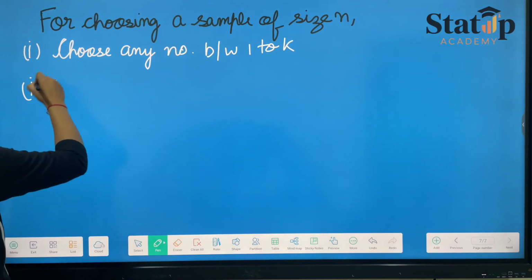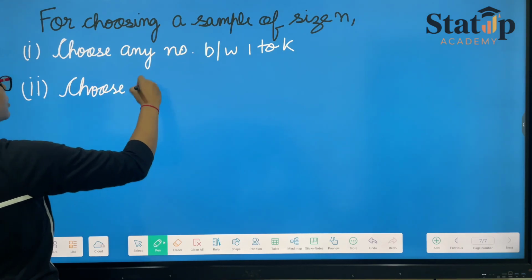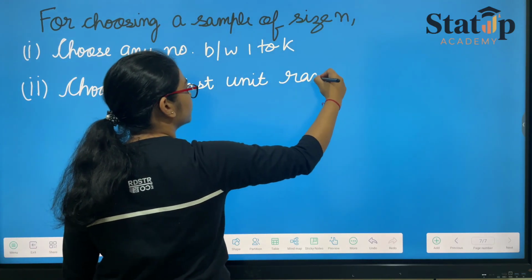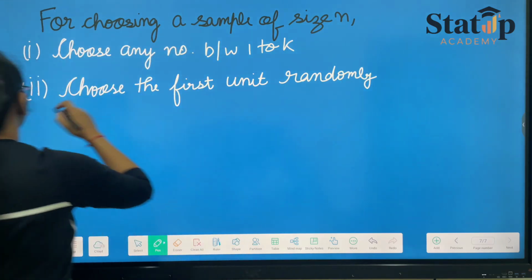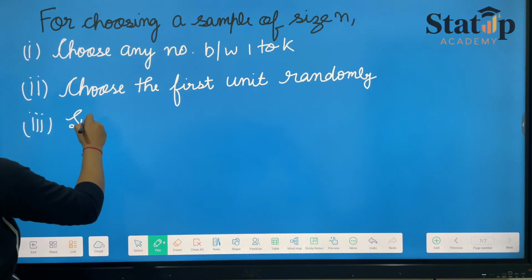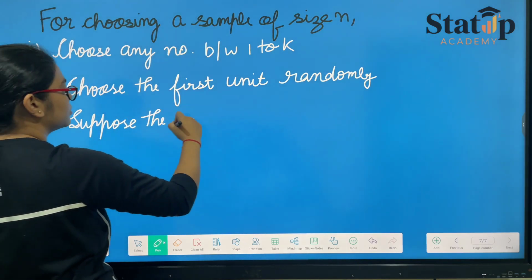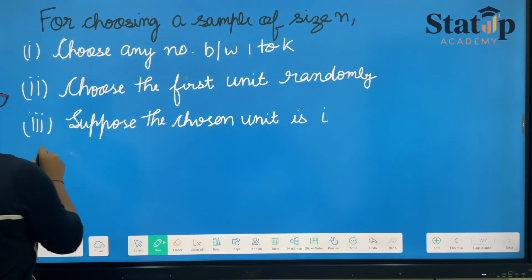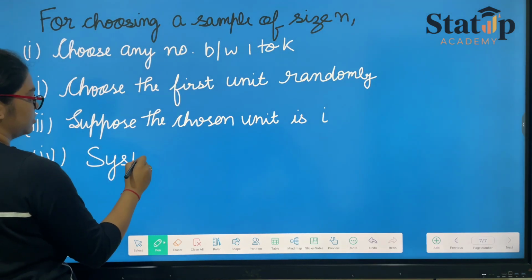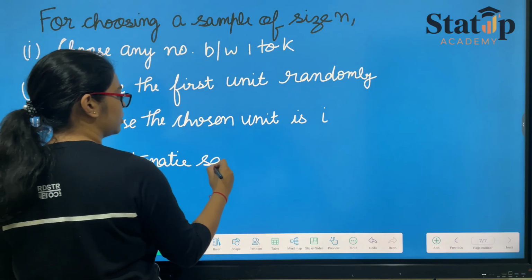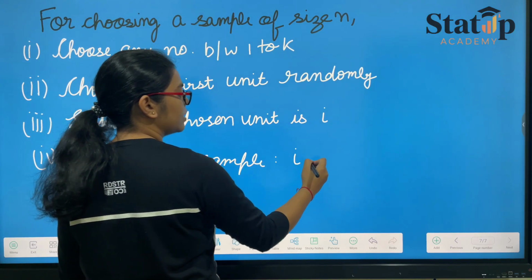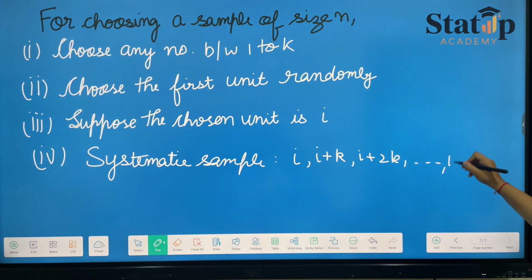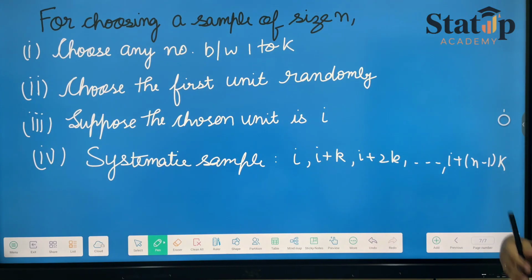And then second, choose the first unit randomly. Third, suppose the chosen unit is i. So the systematic sample would be: the first one is i, then the second one is i plus k, then the third one is i plus 2k, up till i plus (n minus 1)k. This will be our systematic sample.